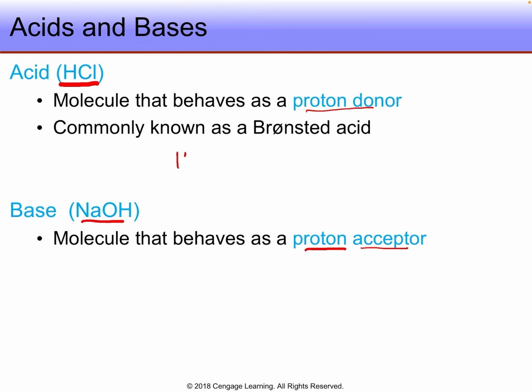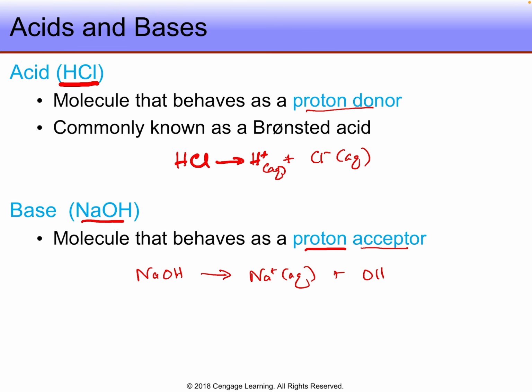So when HCl gets dissolved into water, it dissociates completely, because it's a strong acid, into aqueous H+ and aqueous chloride. Sodium hydroxide dissociates into Na+ aqueous and OH- aqueous. And that OH with the negative charge is able to accept a proton. And remember, a proton is H+.